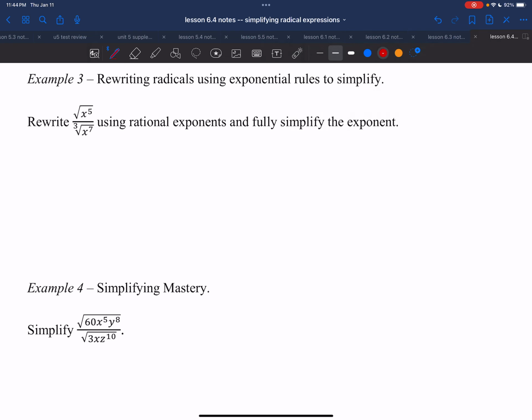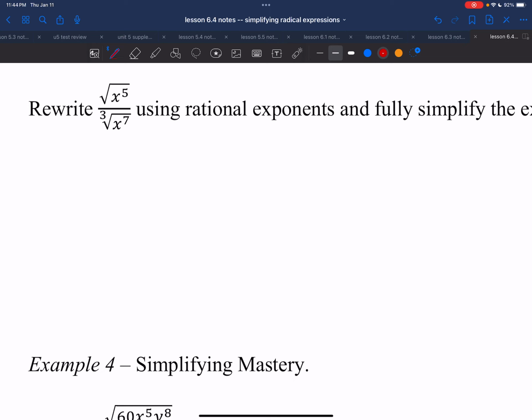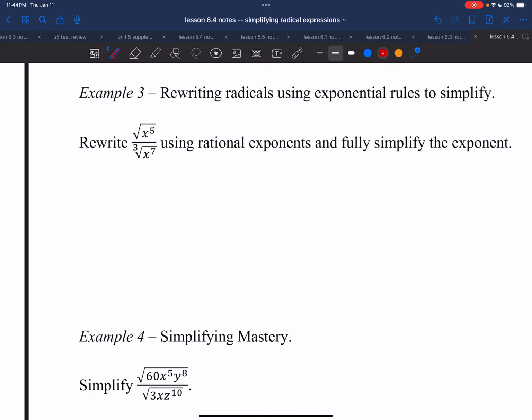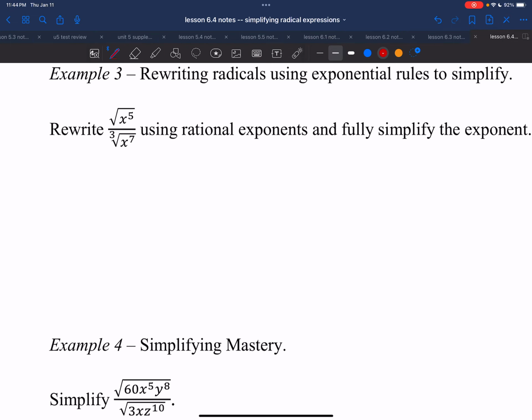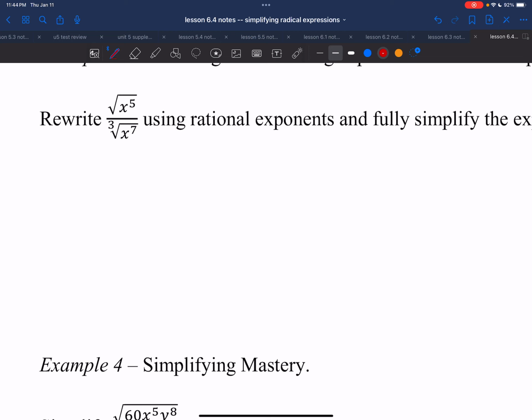3. So it says rewrite radicals using exponential rules to simplify. So we have this radical thing down here. Okay? Now, I love this problem. I made this problem, so I guess I'm biased. But it says rewrite using rational exponents. So here's the strategy, right? So I say, okay, square root of x to the 5th over cube root of x to the 7th.